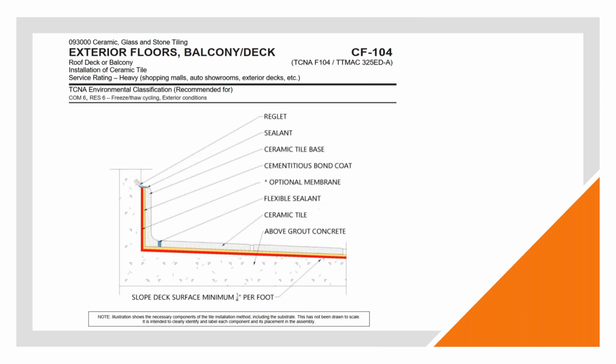But again, the proper things to look for here are the slope, the minimum of 1/4 of an inch per foot, the reglet, and how the moisture is going to exit the installation at the end of the slope. Very straightforward installation and very successful. This can achieve a heavy duty rating as well, so it's going to stand up in lots of instances.